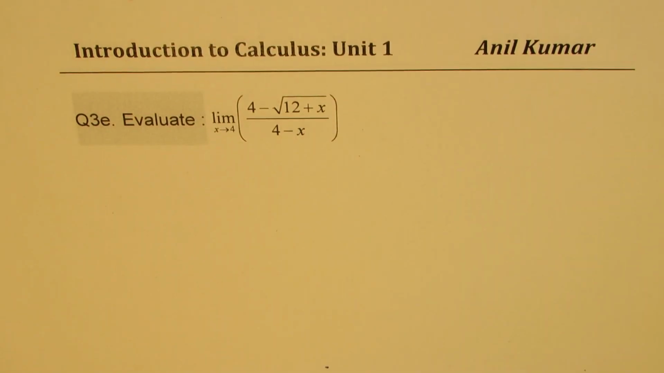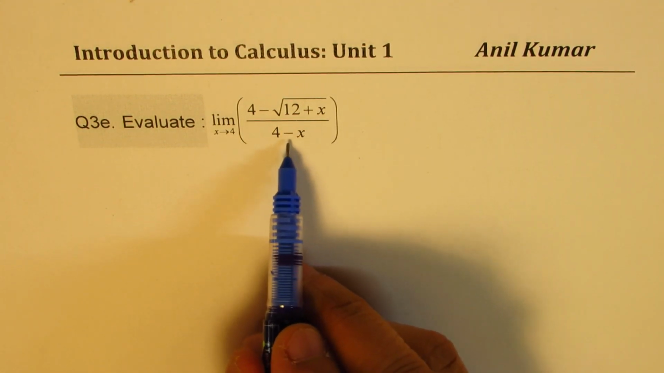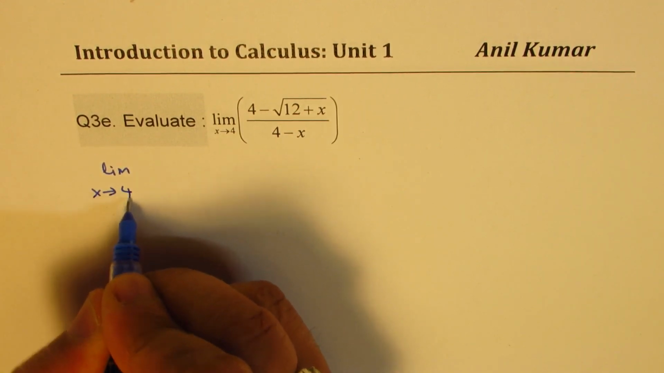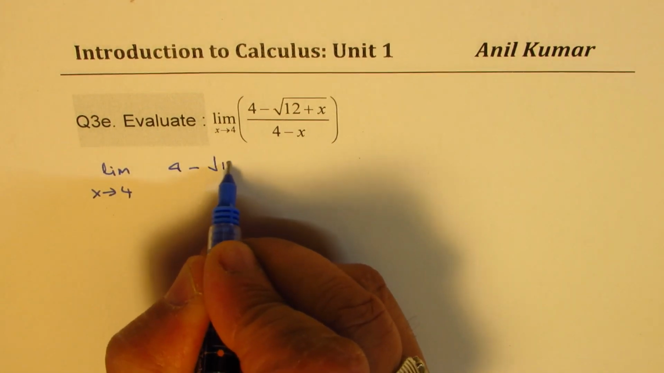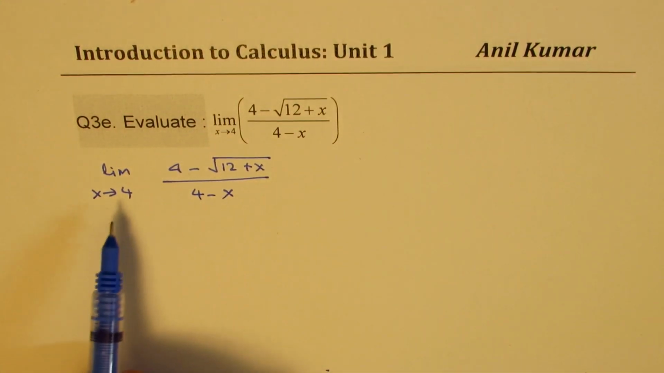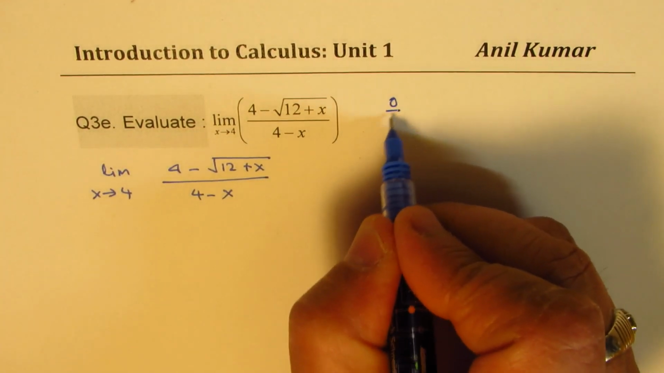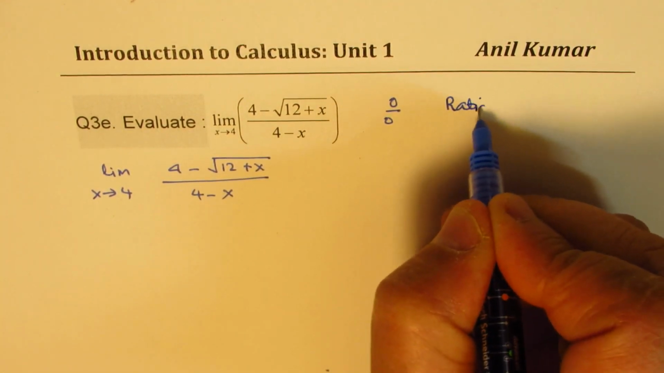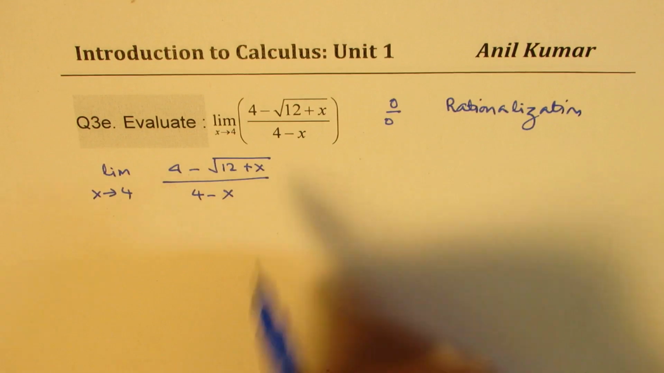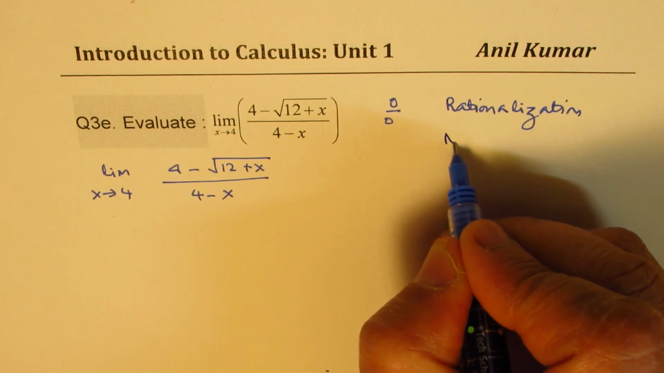Part E. Evaluate the limit as x approaches 4 of 4 minus square root of 12 plus x over 4 minus x. So we need to find the limit as x approaches 4 of 4 minus square root of 12 plus x over 4 minus x. So again, if I substitute 4 here, this is 16, the square root is 4, we get 0 over 0. So in this particular case, we'll do rationalization. So wherever you have a square root, we should do rationalization. Now since the square root is in the numerator, we'll rationalize the numerator.